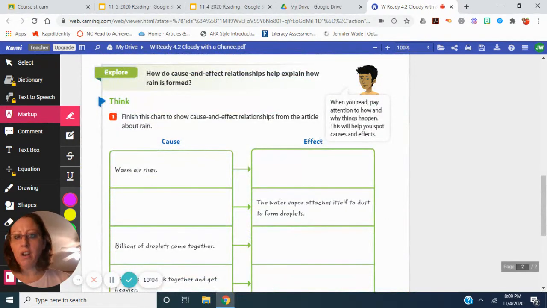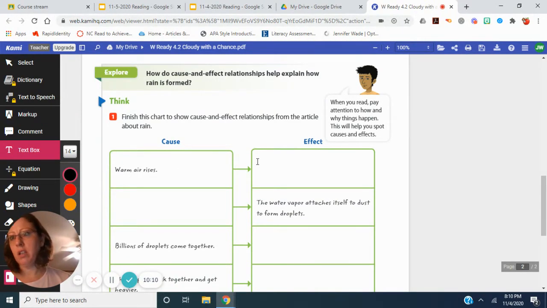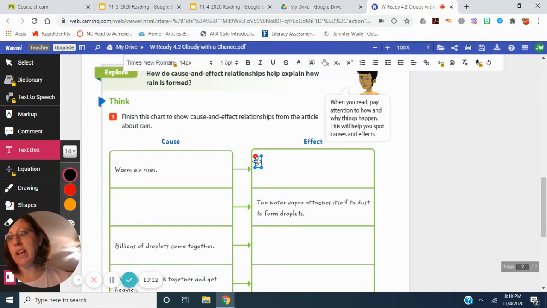So in the first box of the chart, we have our cause with an arrow, warm air rises, and I'm going to insert a text box, and I'm going to add the air cools down in a complete sentence that starts with a capital letter and ends with a period.